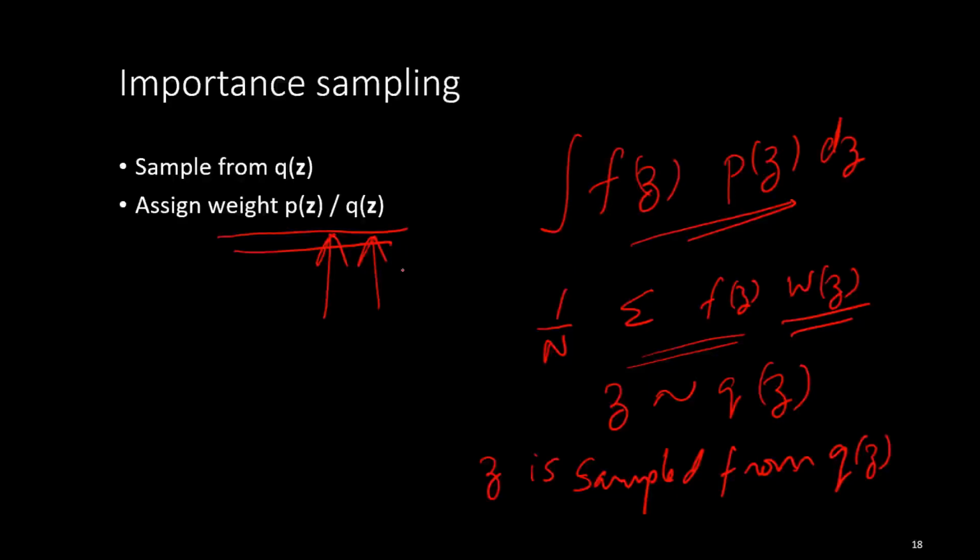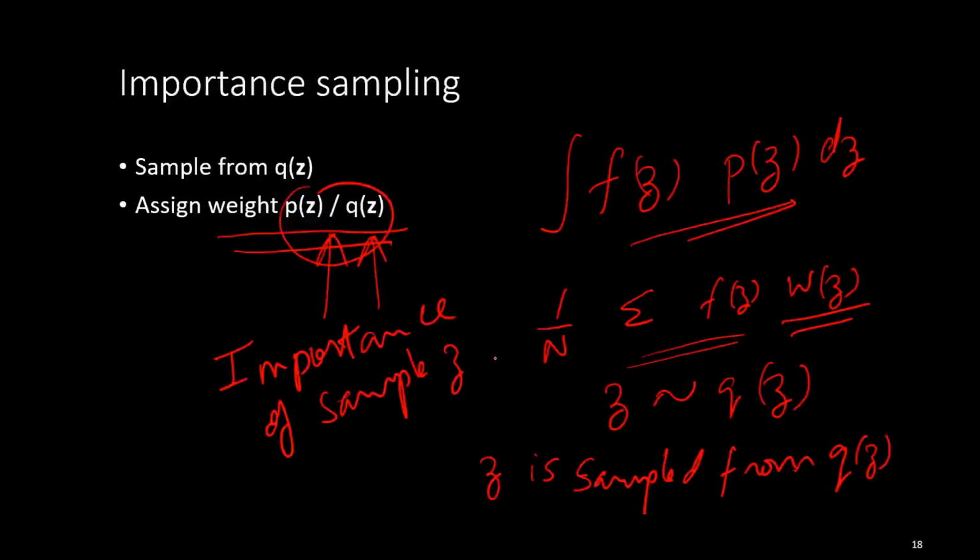So this is the importance weight, importance of a sample z. Okay, so that's why it is called importance sampling. So there is no rejection, no samples rejected. It's another matter that it suffers from the same problem, that we may have a lot of very small weights because the ratio of p of z and q of z are different.